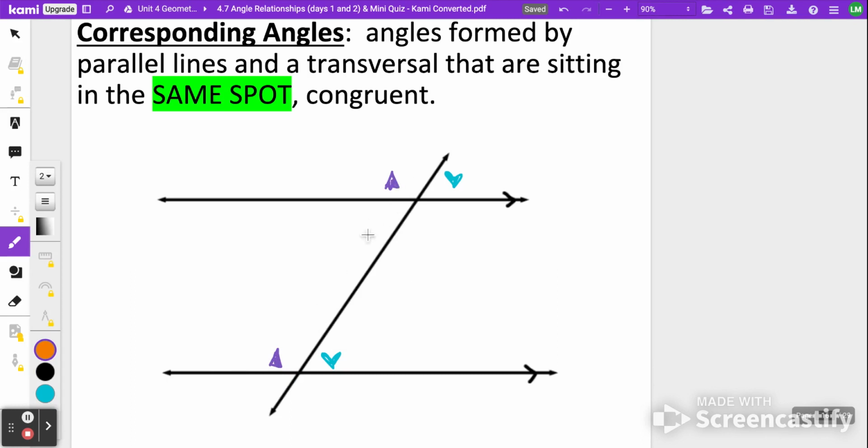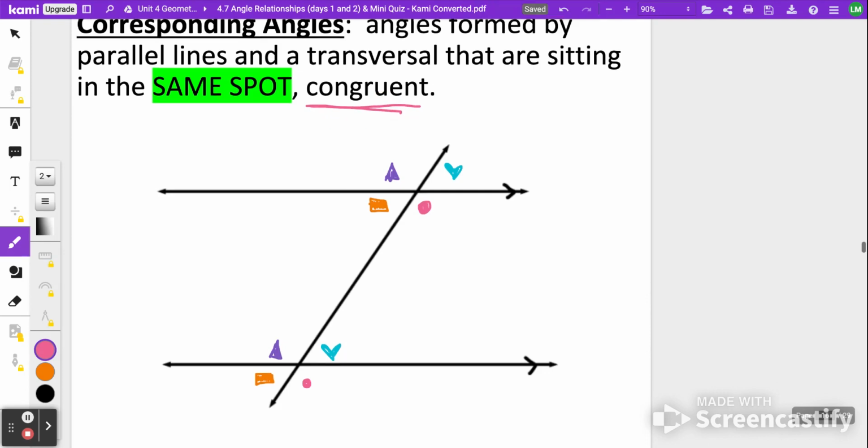Maybe we have something down here. We'll call this a square corner. And typically we don't do this with shapes, but sometimes it's easier on the eyes just to understand how they're corresponding. And then a final shape, maybe we just have a circle. This angle will match this one. They're corresponding. Another thing we also want to understand is they are also congruent. That just means they are the same angle measurement.